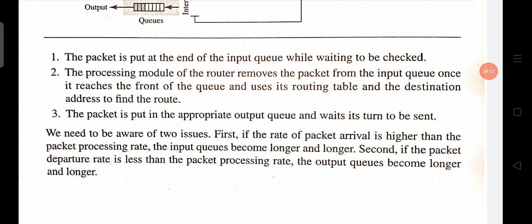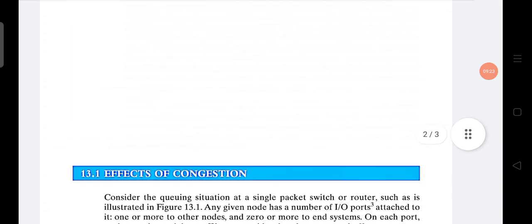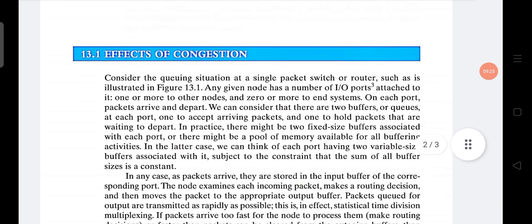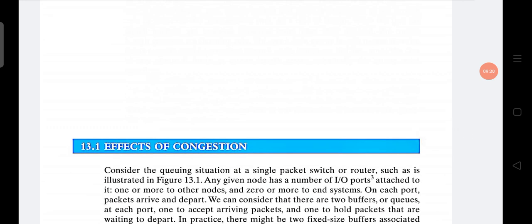Now you know what congestion is and how it happens. The effects of congestion we will read in coming classes.